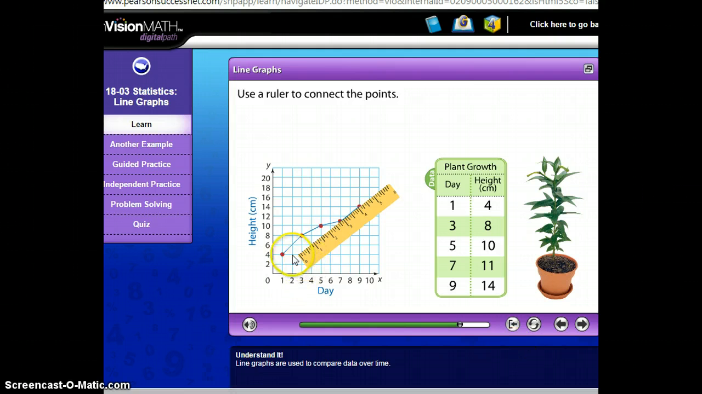So what they did is they used the ruler to connect from here to here. Then they moved their ruler here to here. They moved it again here to here. We can see what the trend is with this graph. Daniel, what's the trend? Increasing or decreasing?